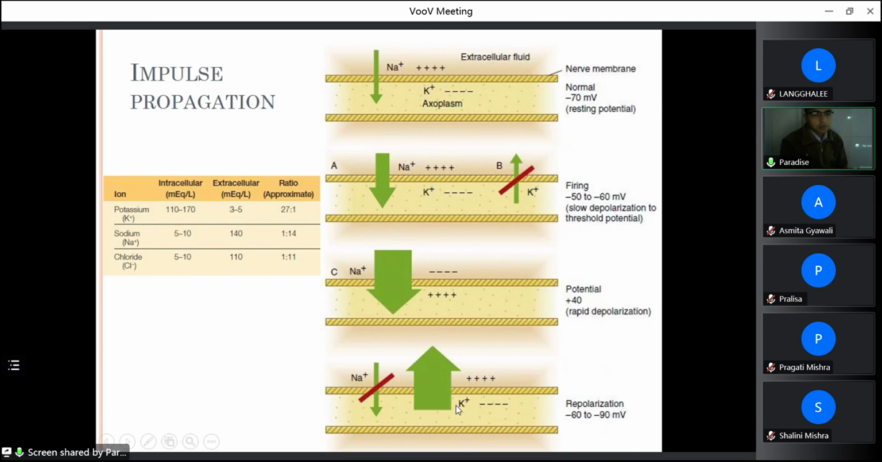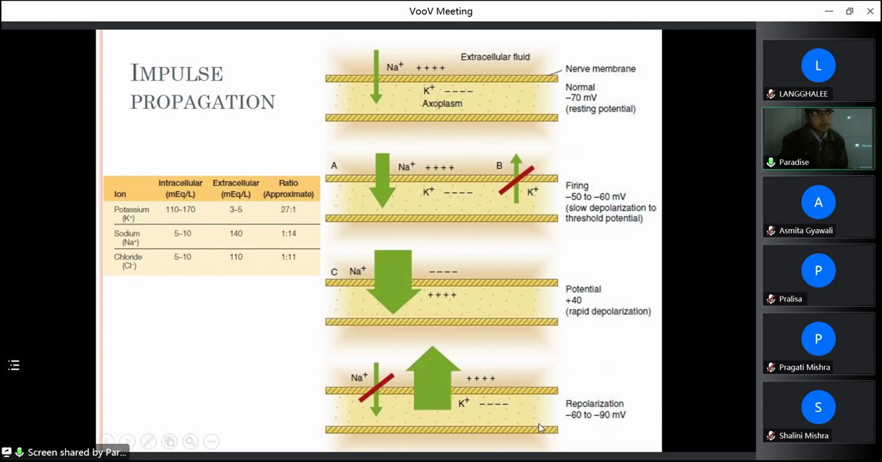The potassium, which is positively charged, will go out of the intracellular environment and enter into the extracellular environment. So the potential which was plus 40 intracellularly will decrease again to plus 30, plus 20, plus 10, 0, and then to minus 60 to minus 90 millivolt. The average is minus 70 millivolt. Again, after the action potential is generated, it has reached minus 70 millivolt, which is the resting membrane potential.